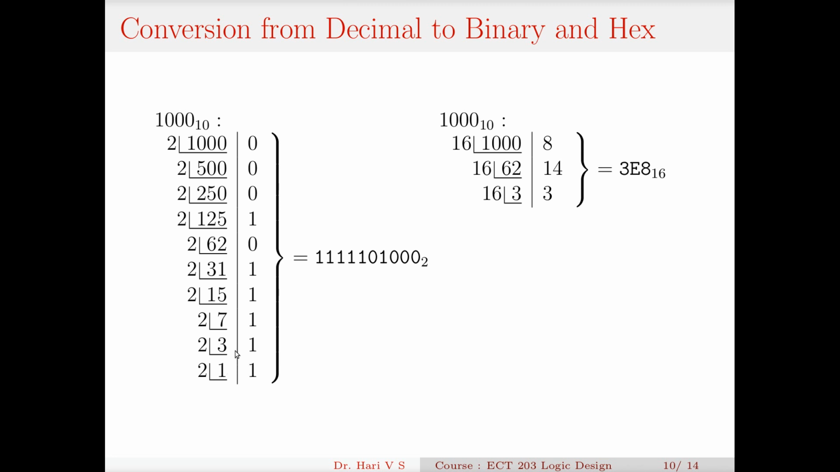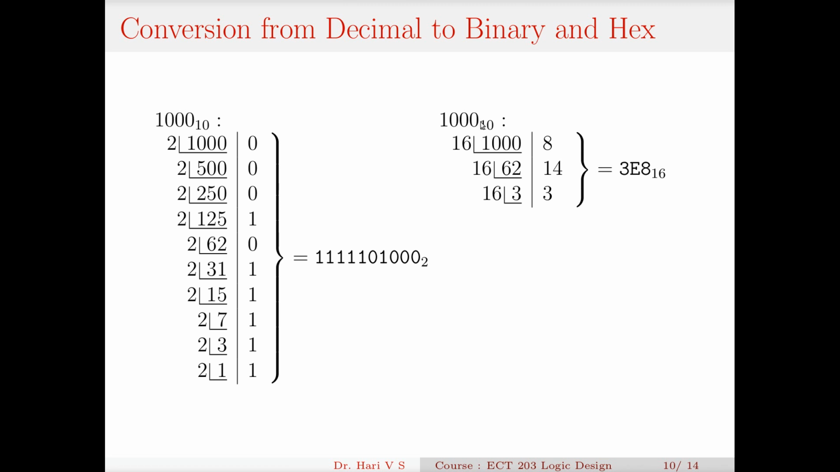So I write the remainders in this manner: 1, 1, 1, 1, 1, 0, 1, 0, 0, 0 to the base 2. There are 5 ones. You can do a couple of exercises and verify this.